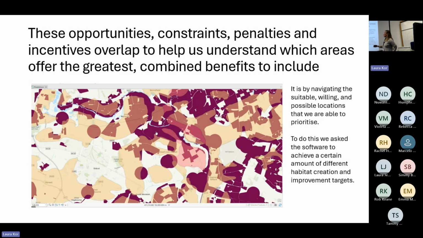And whilst that helps us to understand which areas offer the greatest combined benefits, it's almost impossible to handle at a county level with it looking like that for a human, but this is where the software did such a great job. So we asked it to achieve a certain amount of different types of habitat creation, habitat enhancement actions, and a certain amount of area. So I'm going to show you what that looks like.